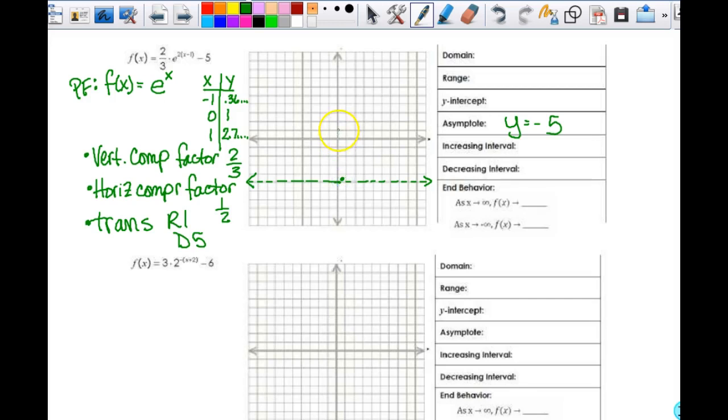So when I'm at 0, I'm at 1. I have a vertical compression by a factor of 2/3, so I'm here at 2/3. Horizontal compression doesn't do anything when I'm on this axis. I move to the right 1 and down 1, 2, 3, 4, 5.